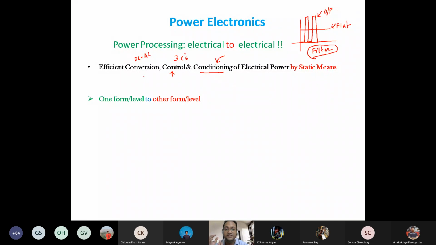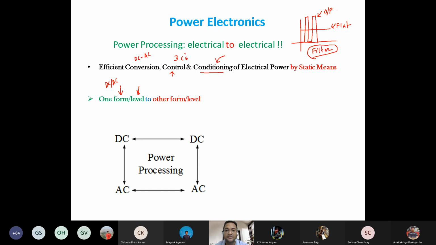And in this conversion, we'll be converting from electrical to electrical, that should be clear to you. From now, we'll convert from one form or level. By form, I mean whether it is DC or AC. By level, we are roughly referring to what voltage level typically, or what power level, to another form or level. So we will take up some examples and you will see slowly.